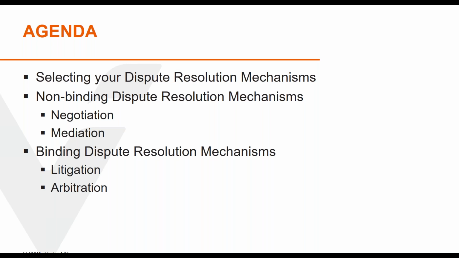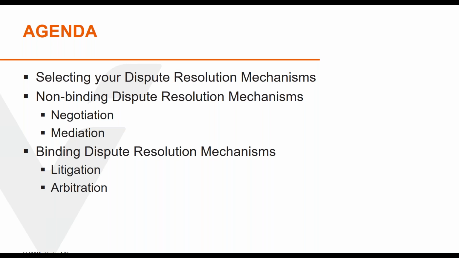of dispute resolution mechanisms. The first group of dispute resolution mechanisms are non-binding, meaning both parties, you and the person you're in a dispute with, will have to come to an agreement for the resolution to work. If one party doesn't agree, then whatever the results of the negotiation or the mediation are will not be binding on the other party. So these are called non-binding dispute resolution mechanisms.